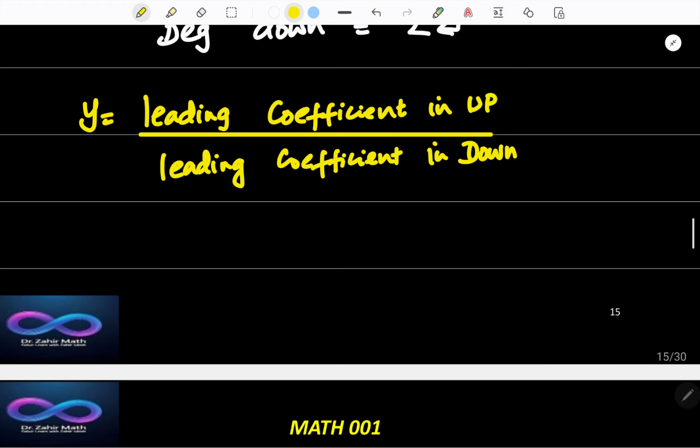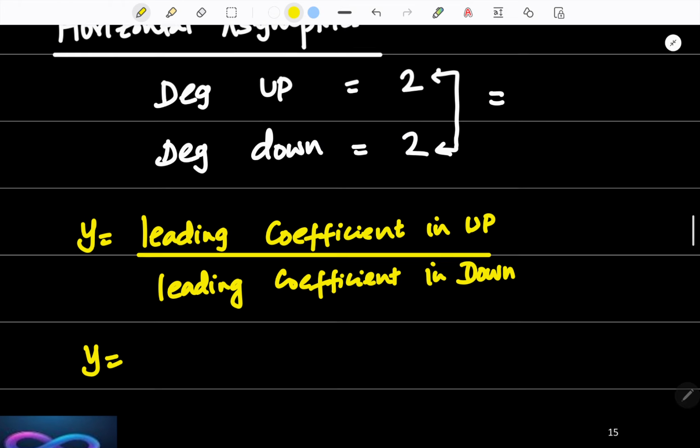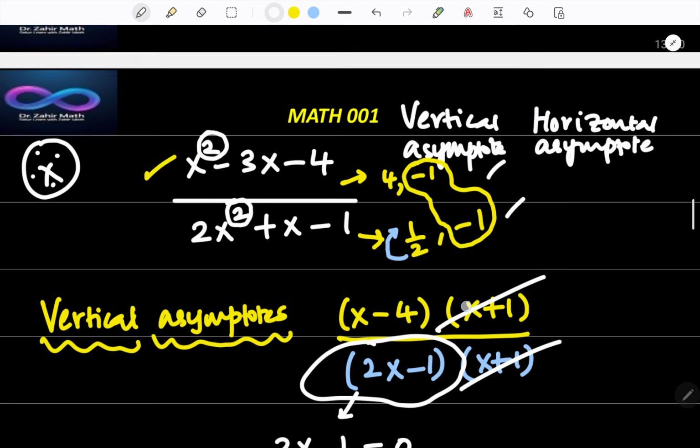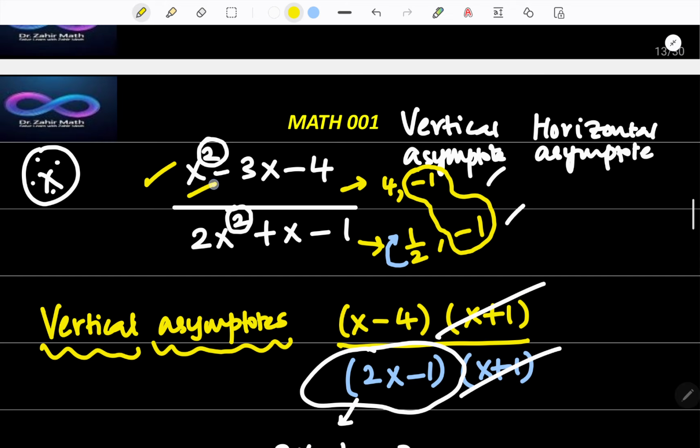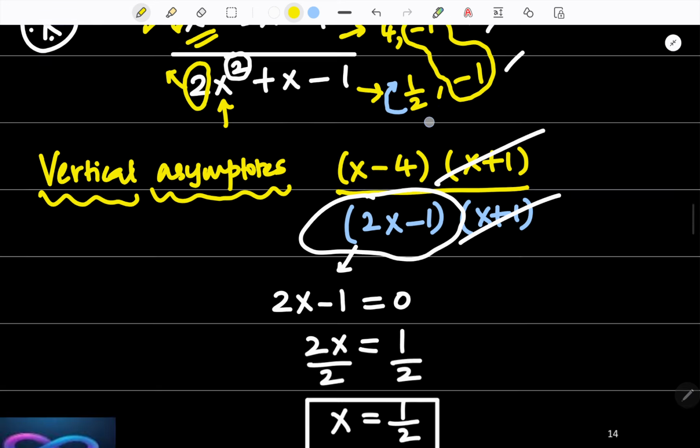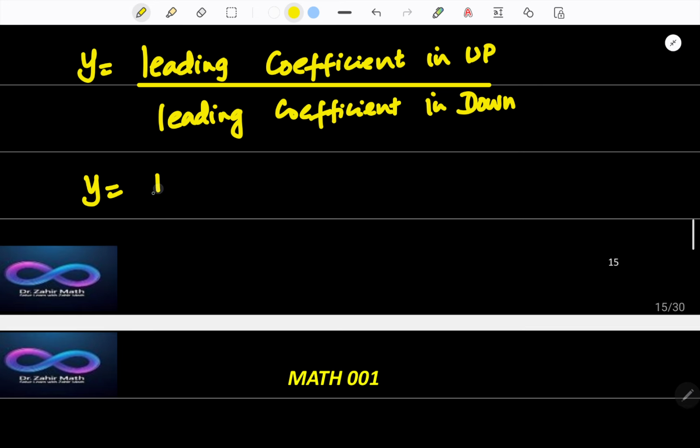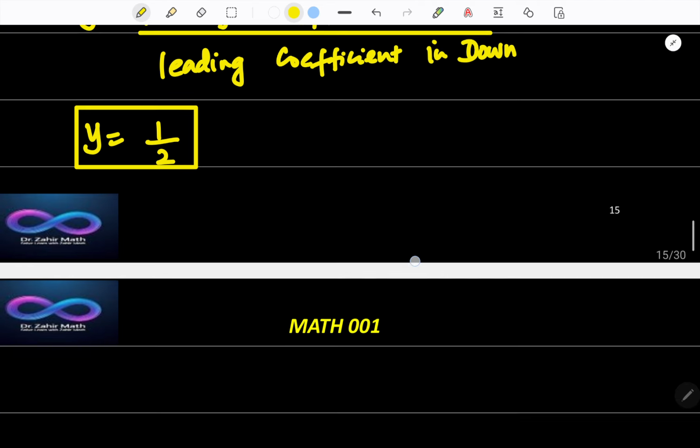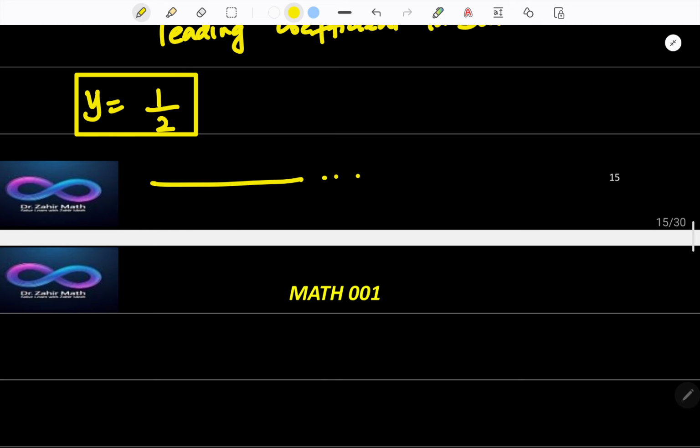Okay, so what is your leading coefficient? Who is the leader? Look here. He is the leader. What is the leading coefficient? 1. Who is the leader? He is the leader. So 2 is the coefficient. So the answer is y equals 1 by 2. Clear everybody? Right. So this finishes your exercise number 4.1.